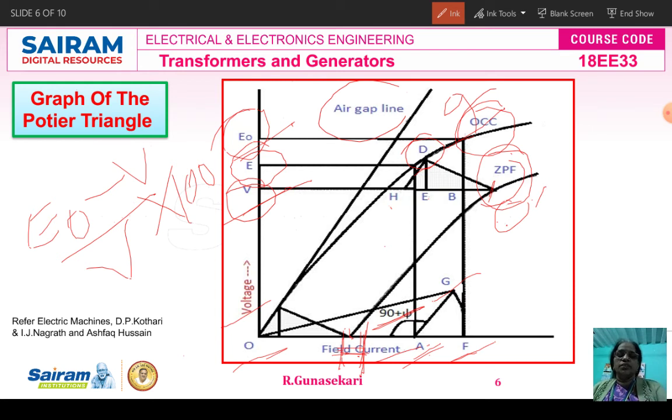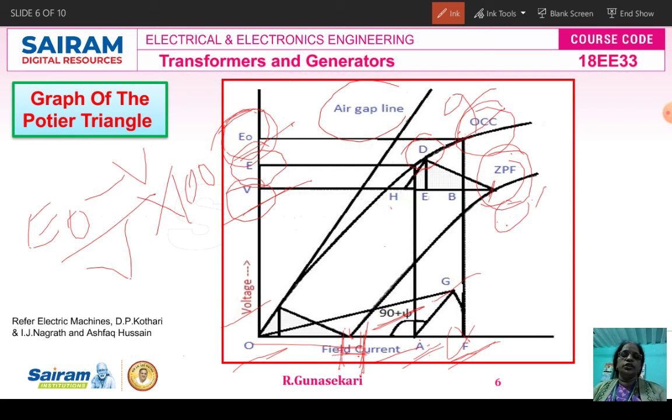This procedure is similar to the MMF method. Similarly, the OH is the field current and is the radius, A is the center, and then draw one arc which cuts the x-axis. We get the F point. From the F length you can project one line, which cuts the OCC curve. The corresponding voltage is E naught.